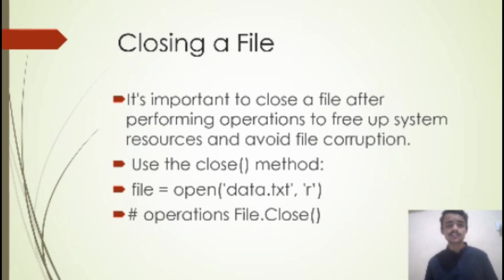So now let's understand how to close a file in Python while file handling. It's important to close a file after performing operations to free up system resources and avoid file corruption. Use the close method, like file equals open data.txt comma r, then file.close. After opening and working with the file, always remember to close it. This ensures all your changes are saved and frees up memory. Forgetting to close files might cause data loss or prevent other programs from accessing them. So using close is a good habit wherever you are handling files manually.